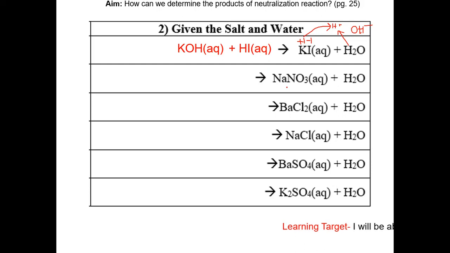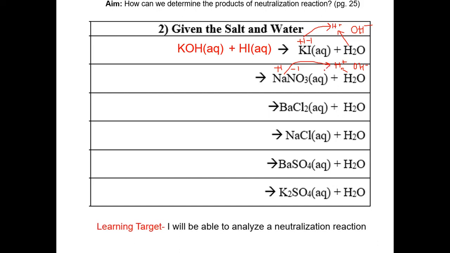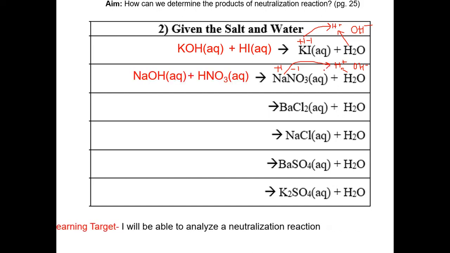For question 2, we're first going to identify the charge. Sodium is positive 1, nitrate is negative 1, water is H+ and hydroxide. The sodium is going to switch with H. By doing that, you'll get NaOH, which is the base, and HNO3, which is nitric acid.